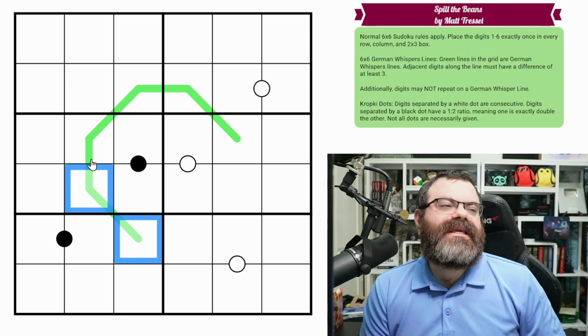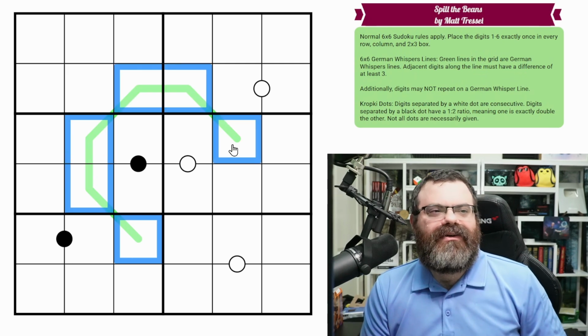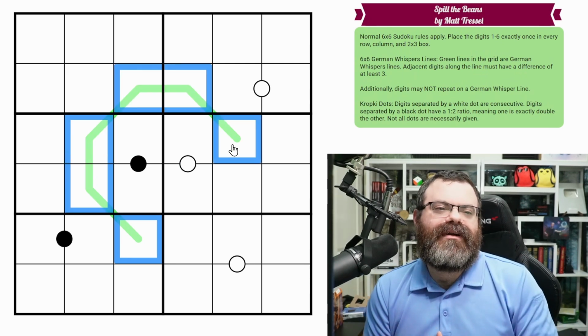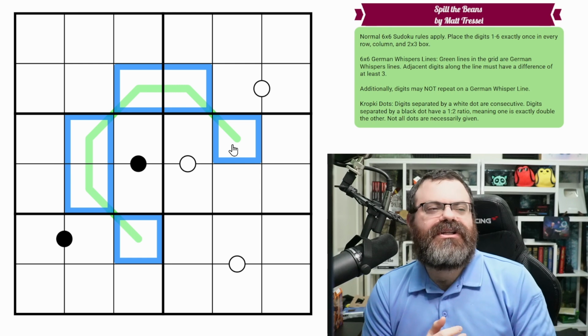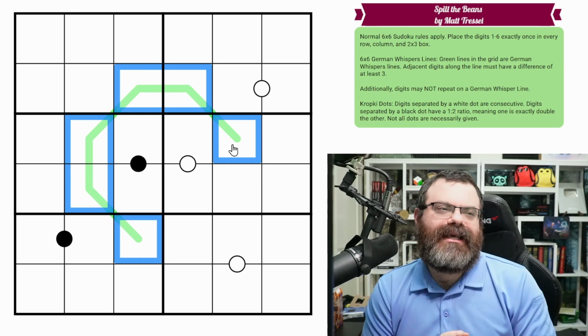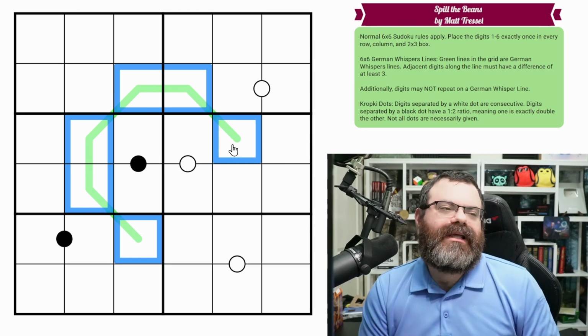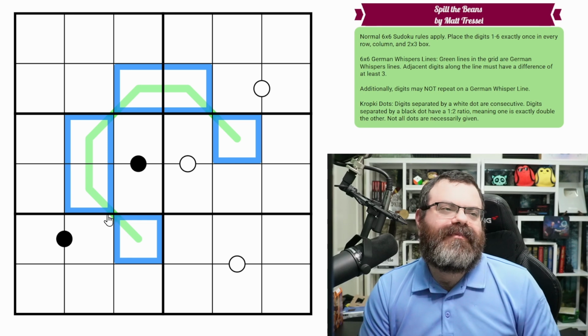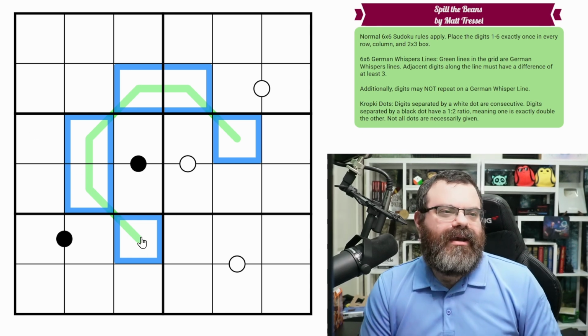All right, we can't repeat any digits on the line. So it's going to resolve one way or another. There's only 2 ways it resolves. I already know that because a German whisper across an entire row has the same result, and if you can't repeat digits on it, it's like it's across a whole row. So what do I mean by that?